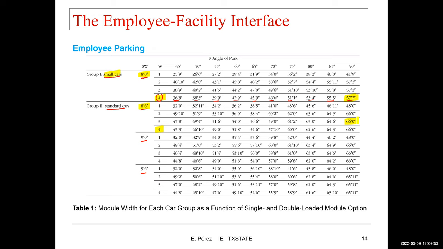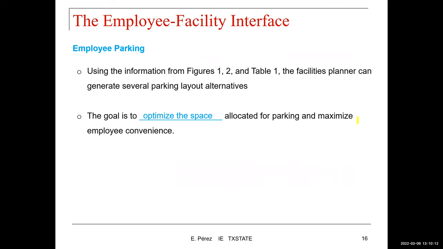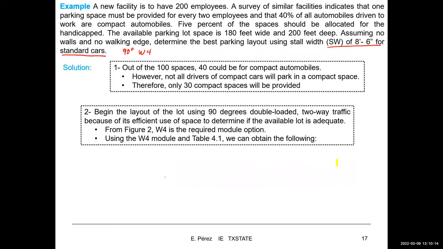Okay, so based on the requirements, we are gonna use these two dimensions. For compact cars, 57 and 2 inches. For 8 feet and 6 inches, our standard cars, we're gonna use 66. So I'm gonna write that down on the slide here.